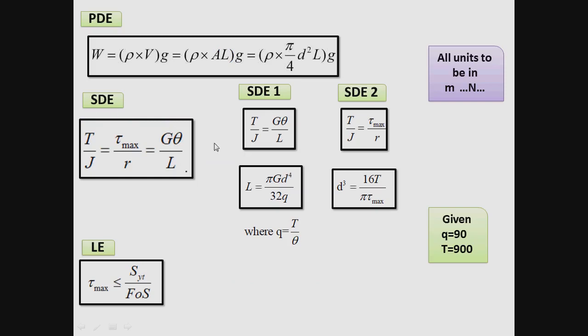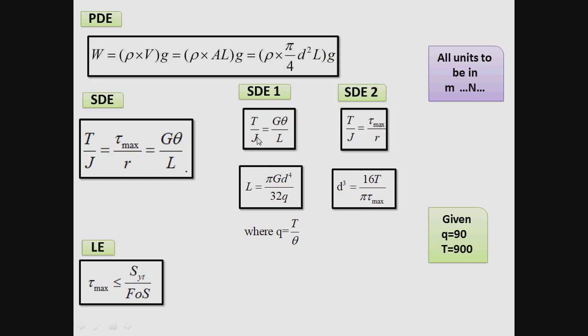So these are the equations formed from this primary equation. So this is derived. If you consider T by J is equal to G theta by L, and next is T by J equal to tau max by R. Here T is torque, J is polar moment of inertia, tau max is maximum allowable stress, R is the radius of the shaft, G is modulus of rigidity of the shaft, theta is angle of twist, L is the length of the shaft. So from this equation it is written.